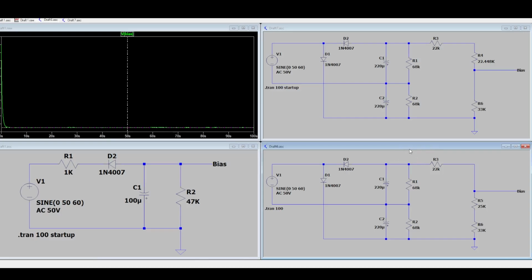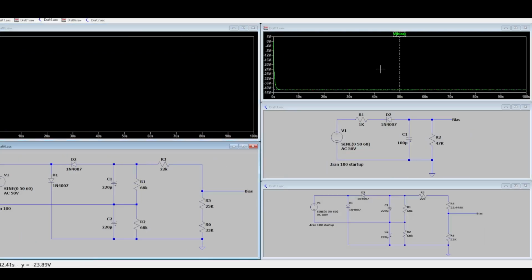Let's now take a look at this guy and run a simulation. Okay, so we can see a little bit different, but not too much. What do we have here? Okay, negative 41.803. So that side of the circuit is basically exactly the same as the stock circuit that we had here.